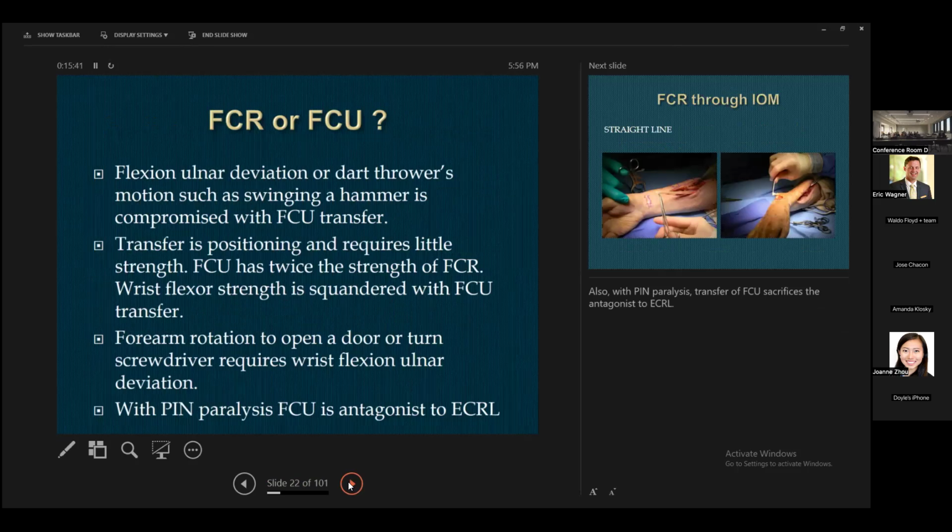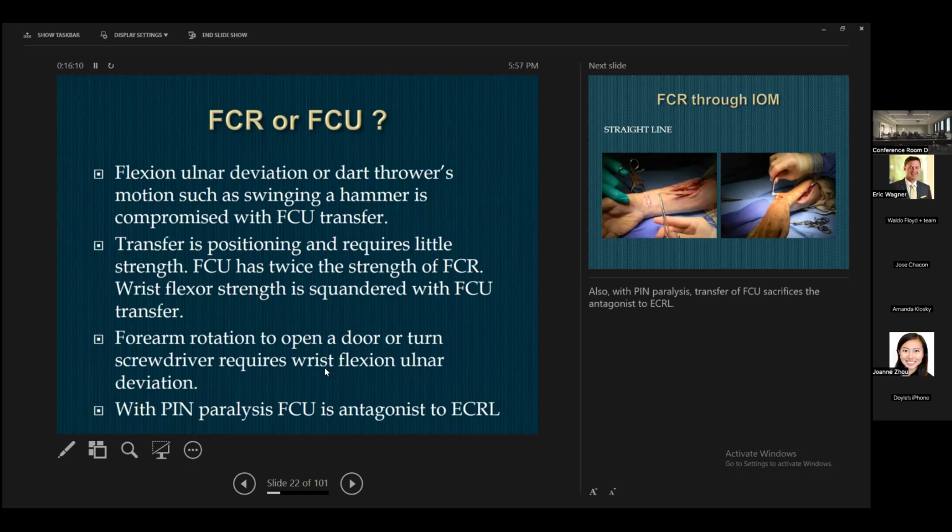But my training and thinking is that flexion ulnar deviation, which we now call dart thrower's motion, such as swinging a hammer, is compromised with the FCU transfer. The transfer for digital extension is positioning and requires little strength, and FCU has twice the strength of FCR, so you may be squandering wrist strength with the FCU transfer. Forearm rotation requires wrist flexion ulnar deviation.